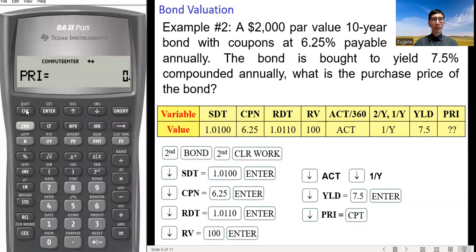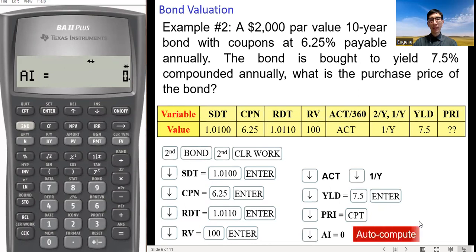Press the CPT button and we get the number 91.42. And press the down arrow again to get the auto computed value AI. And here AI equals 0. So the purchase price is simply the market price PRI in this example.